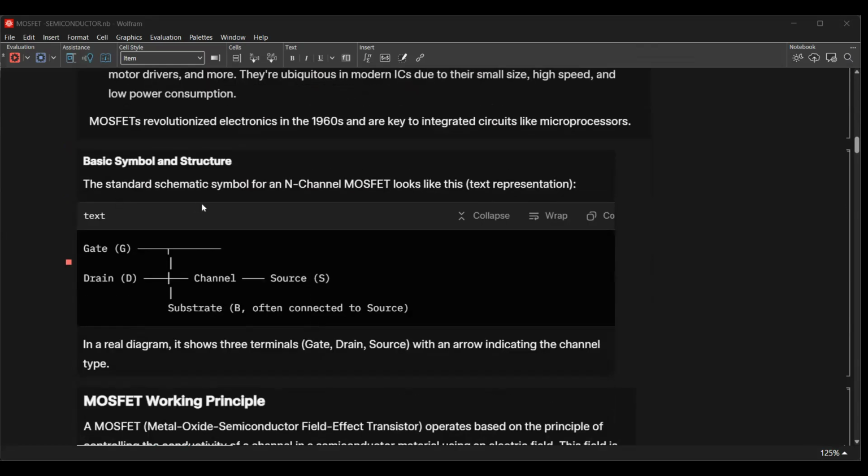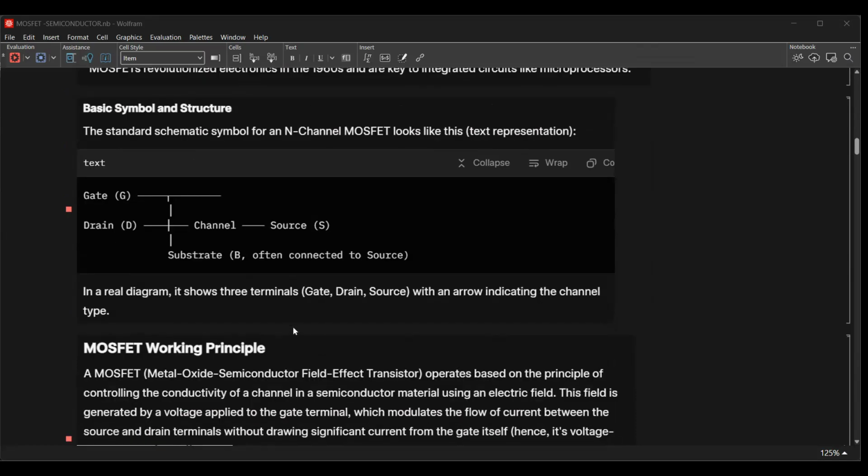Okay, for the basic symbols and the structure, the standard schematic symbol for an N-channel MOSFET looks like this. We have the gate here, and we have the drain and the source. Between them is a channel. The channel is where the electrons or the holes are flowing. We have the substrate also here, below the channel, often connected to the source. In the real diagram, it shows three terminals: the gate, drain, and source, with an arrow indicating the channel type.